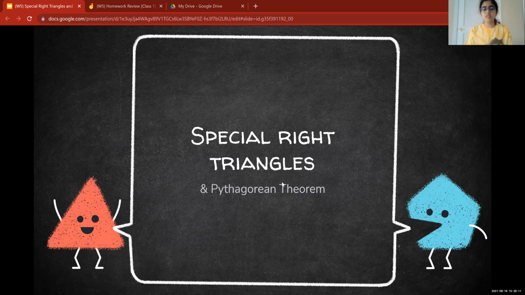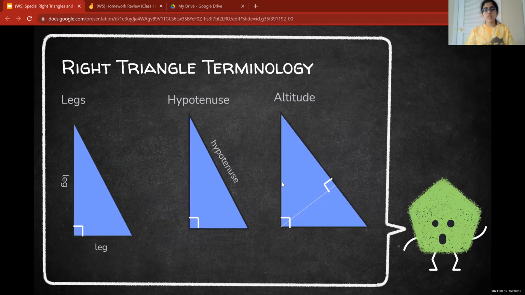Okay, so special right triangles and the Pythagorean theorem. The legs are the shorter sides of the right triangle. So you can see these are the legs, right? They're labeled here. And then the hypotenuse is the longest side, and it's always opposite the 90-degree angle. And then the altitude is the length from this vertex to a point on the hypotenuse that forms a 90-degree angle with the hypotenuse. And that's the altitude of the right triangle.